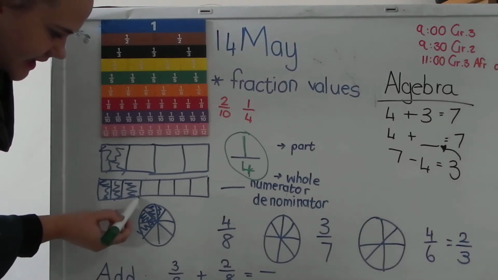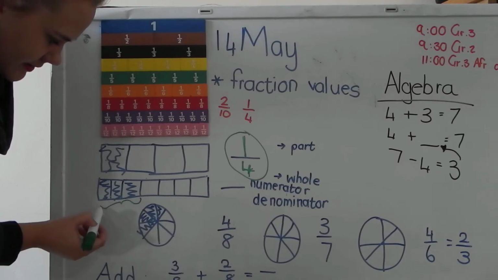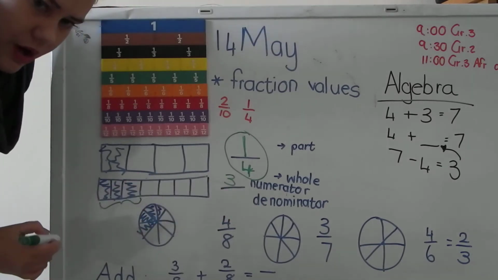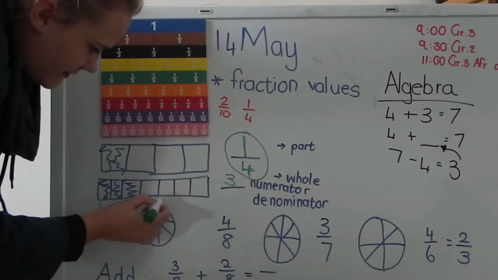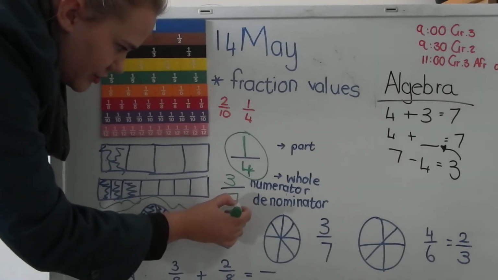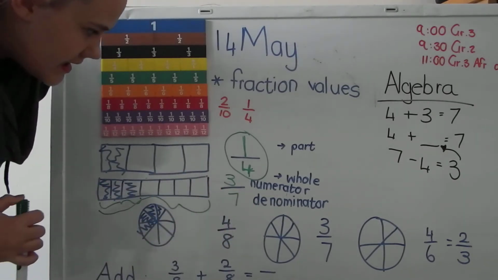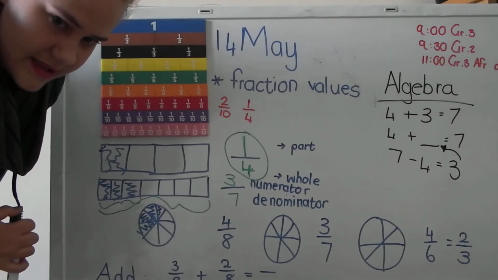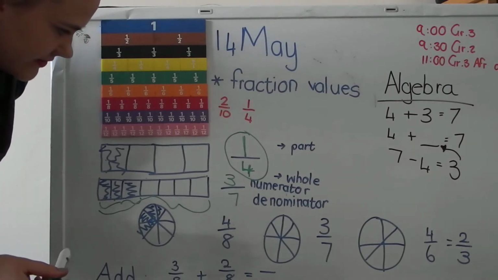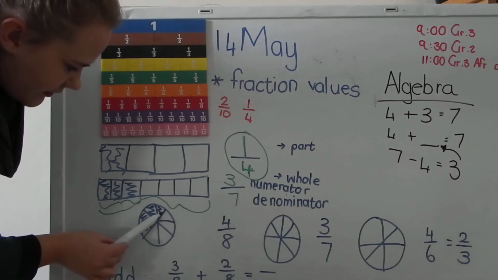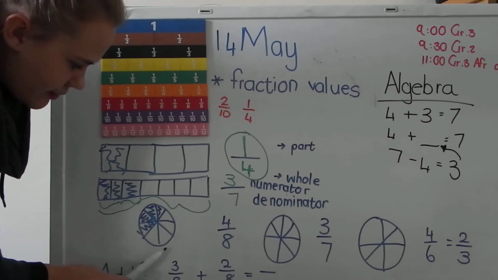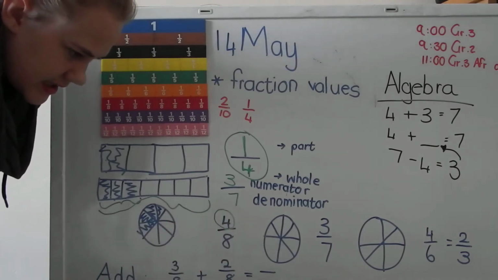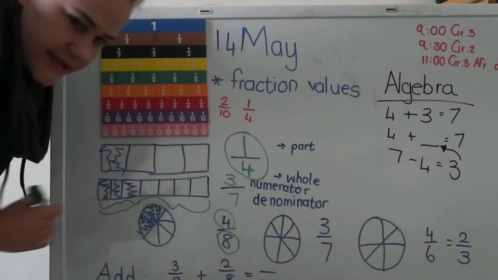The part that is colored in is three, okay? So part of the whole is three. And the whole slab is seven. So then seven goes to the bottom. Three is the numerator and seven is the denominator, okay? Do you understand? Okay. Now we have some more. We colored in four pieces and there was eight pieces. So four is the part that is colored in and eight is the whole circle.